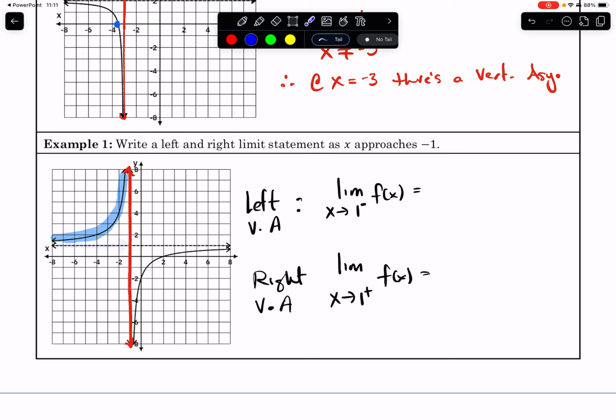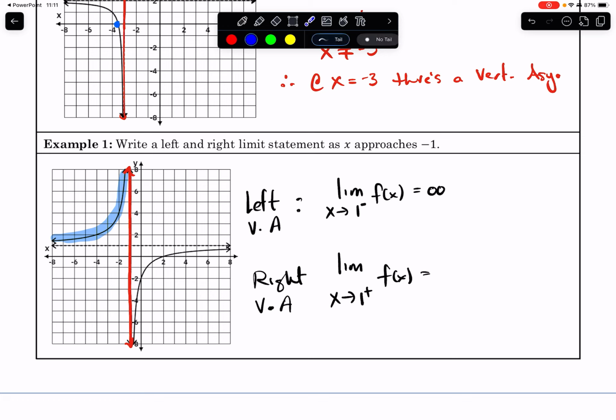So on the left side, as I get closer to this red line, I'm going to see the behavior of this graph. Well, this graph is pointing upwards. Okay, I'm looking at what's this direction of the graph. Well, this graph is pointing upwards, which is towards positive infinity. So from the left side, the limit as x approaches -1 of this function equals positive infinity.